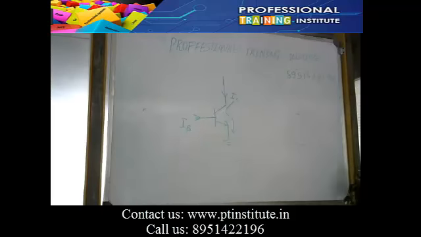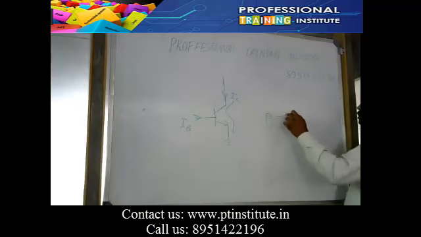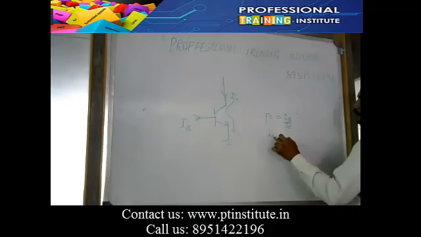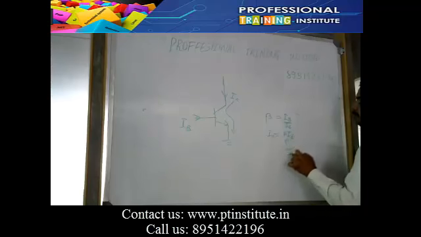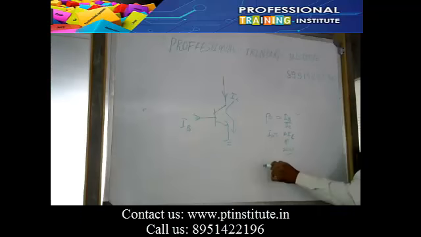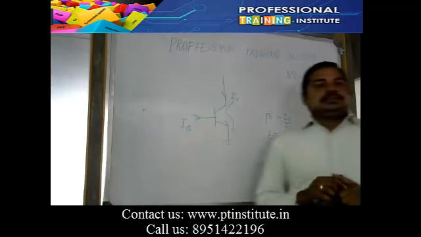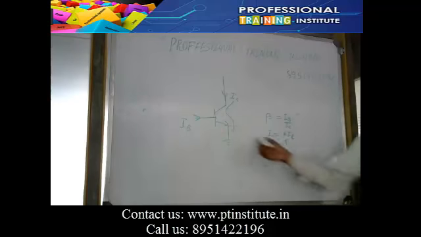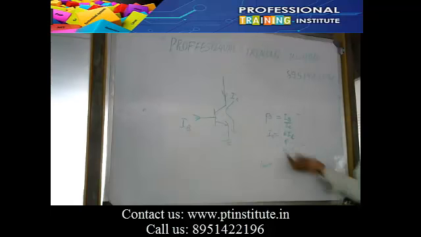But the factor will be, we know beta, it is IC by IB. Beta is equal to IC by IB. So IC is equal to beta into IB. Normally beta of the transistor is around 200. So if you give 1 milliampere here, it will be 200 milliampere here. Making sense? So whatever current you give, that will be multiplied by this many times.